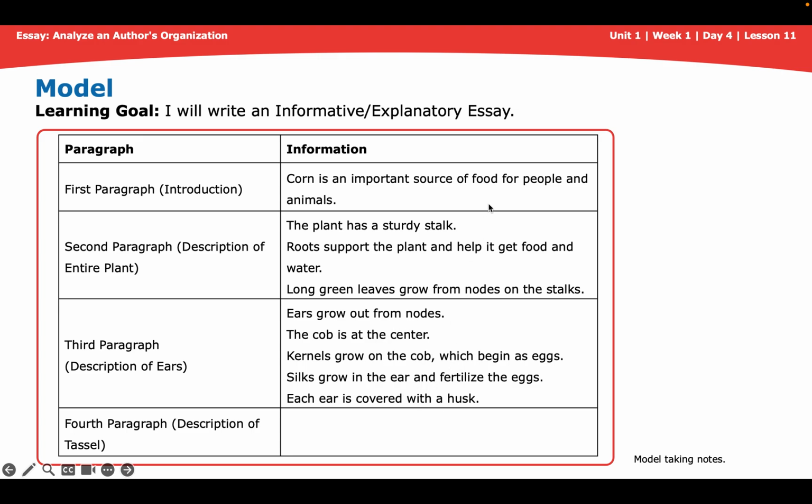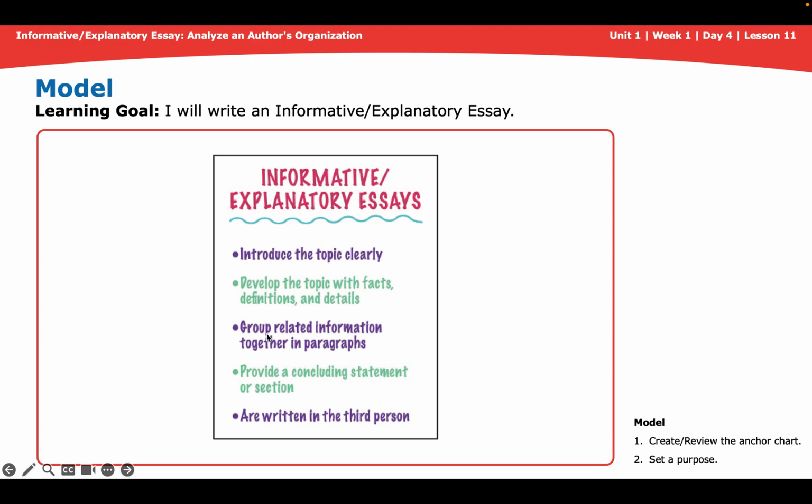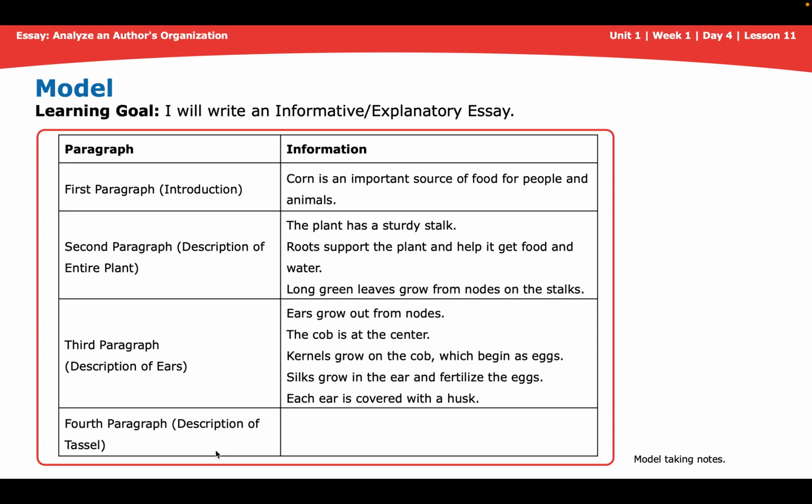So I organized my information, because if you look right here, you need to group related information together in paragraphs. You don't want it all over the place because that's going to confuse the reader. So today we're going to analyze the conclusion. Sorry, we're on the fourth paragraph here.